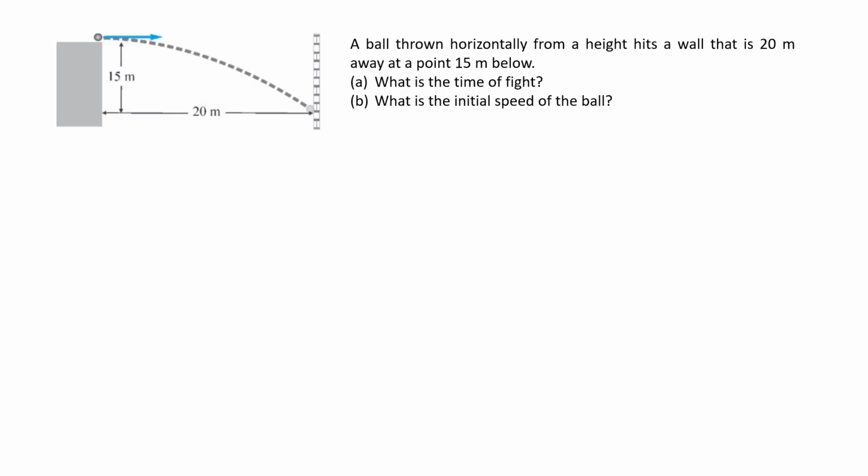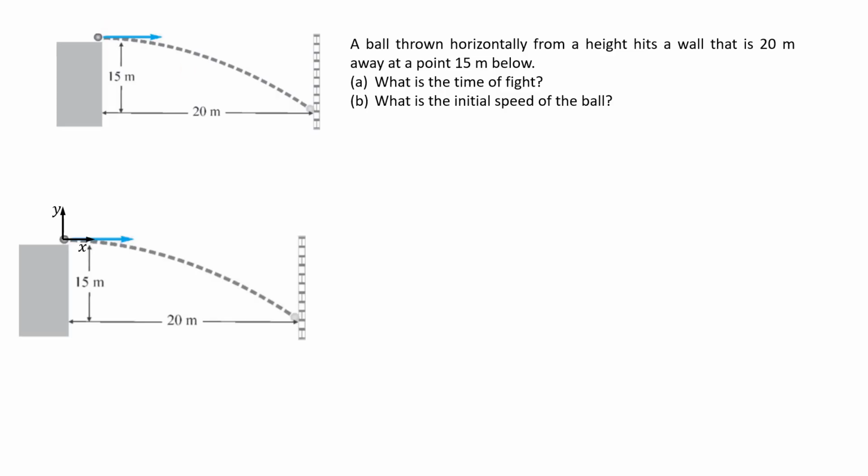A ball thrown horizontally from a height hits a wall that is 20 meters away at a point 15 meters below. So we have to find the time of flight of the ball and the initial speed of the ball, right? So here you have a ball and you throw it horizontally and it goes and hits the wall. So two things that need to be calculated are the time of flight, so how long it takes for the ball to hit the wall, and what was its initial speed.